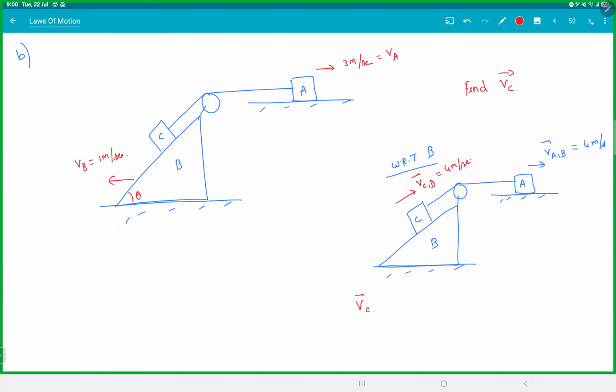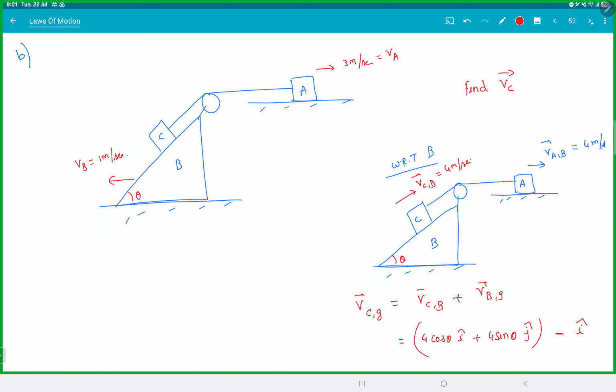So velocity of C with respect to ground will be velocity of C with respect to B plus velocity of B in the ground frame. This angle is theta. So velocity of C with respect to B will be 4 cos theta i cap, 4 sin theta j cap, and velocity of B in the ground frame is minus i cap. That's your answer. You can do that also.